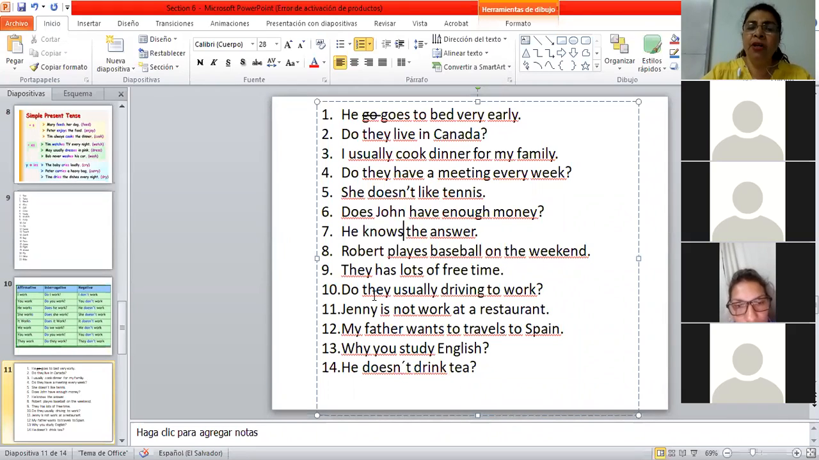Number eight, Robert plays baseball on the weekend. What is the problem? Play. What is the problem in there? The S, very good. You just go with Robert plays baseball on the weekend. Very good. Okay, number nine. They has lots of free time. They have lots of free time. Number 10, do they usually drive into work? Driving? Do they usually drive to work?